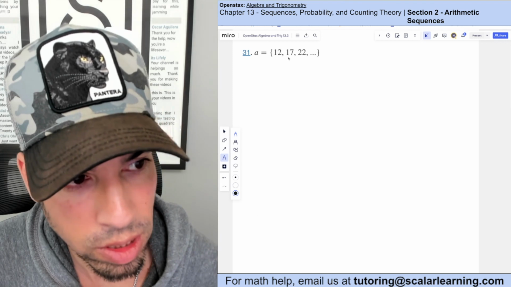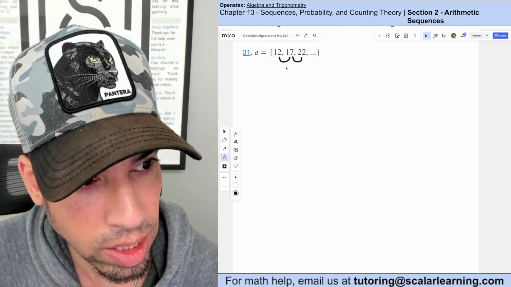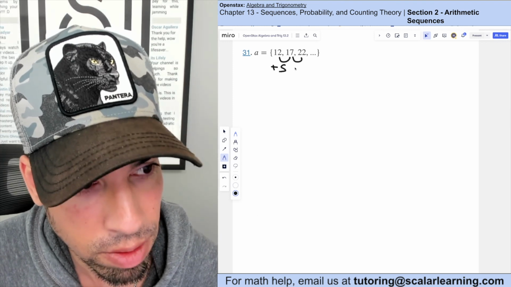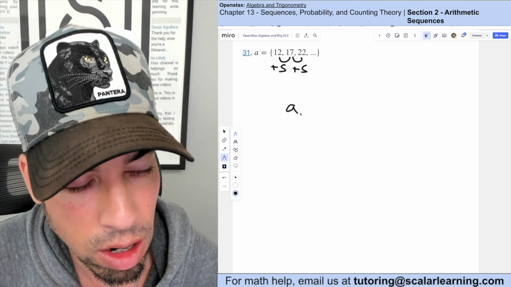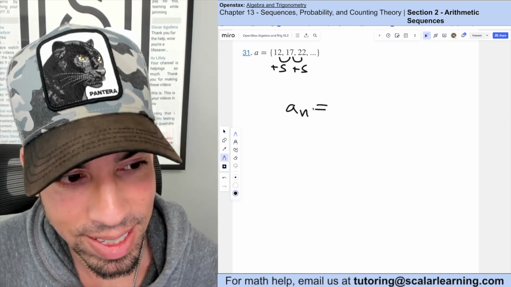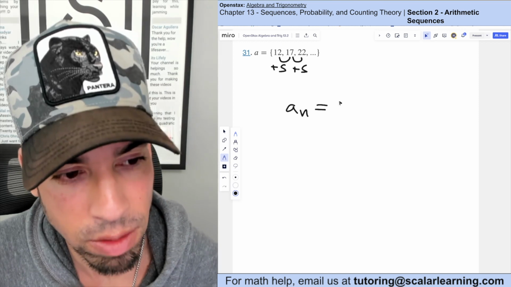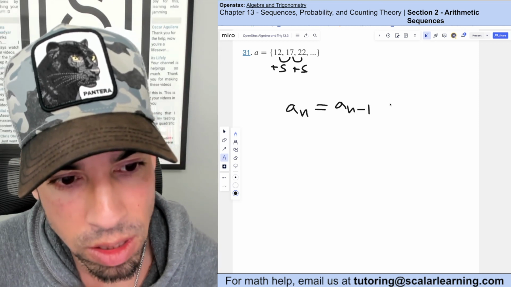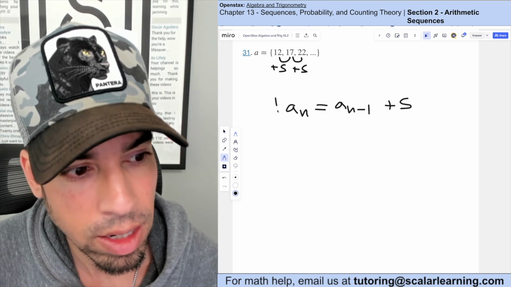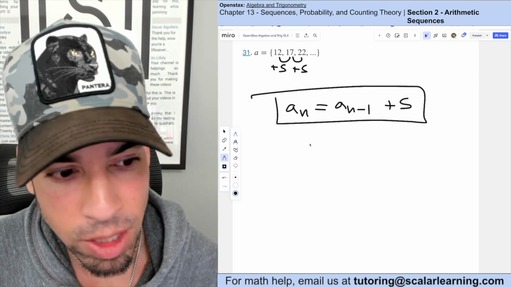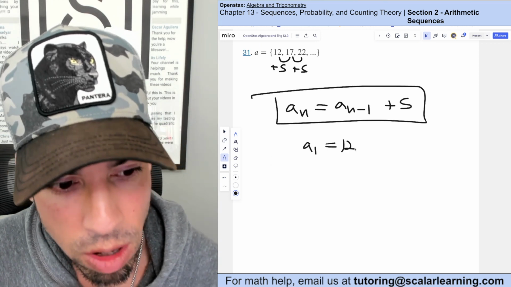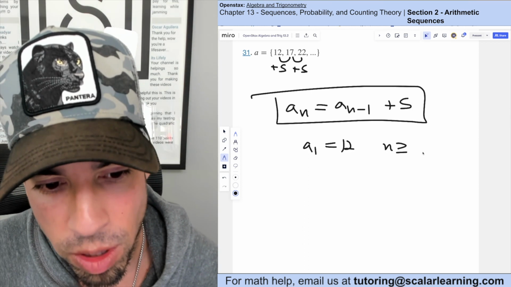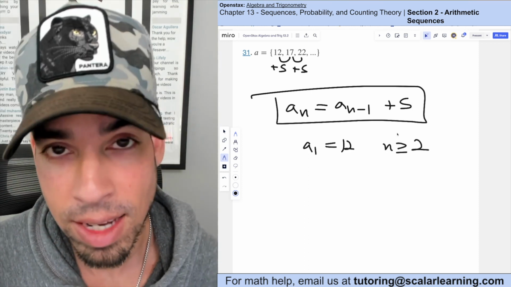So for this one, we first need to identify the common difference, and it looks like every time it's going up by positive 5, right? So now to get our recursive formula, meaning to get the next term, we take the previous term, a sub n minus 1, and simply add 5 to it. And now the only other preconditions that we need to mention is that a sub 1 would have to be 12, and we're assuming that n is greater than or equal to 2. And that's how you do it.